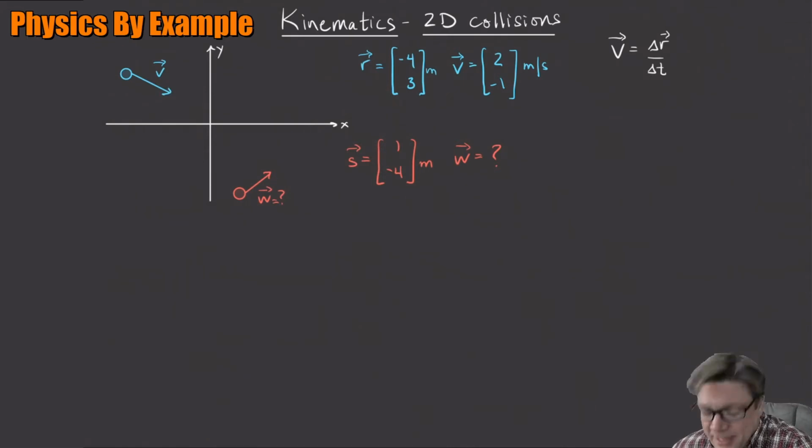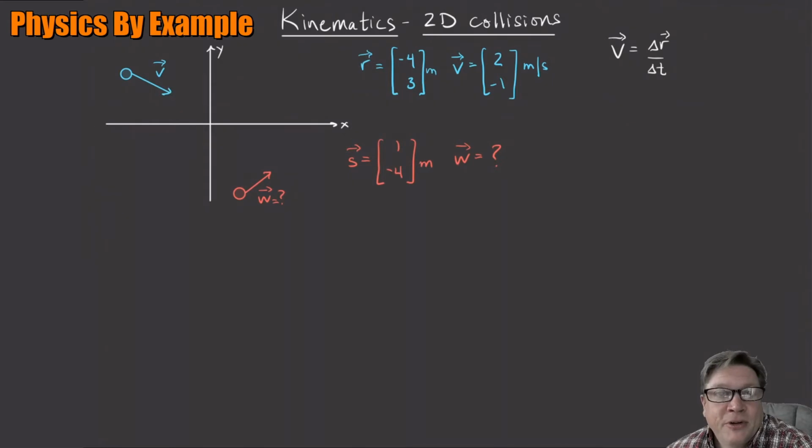So maybe I've got this object V, and V I think I put over here at -4, 3. Those are its coordinates. And it's traveling at 2 in the X and -1 in the Y, 2i minus j. And then I'm sitting down here, maybe I'm the red object, at X equals 1, Y equals -4. That's my position. And I want to intercept it.